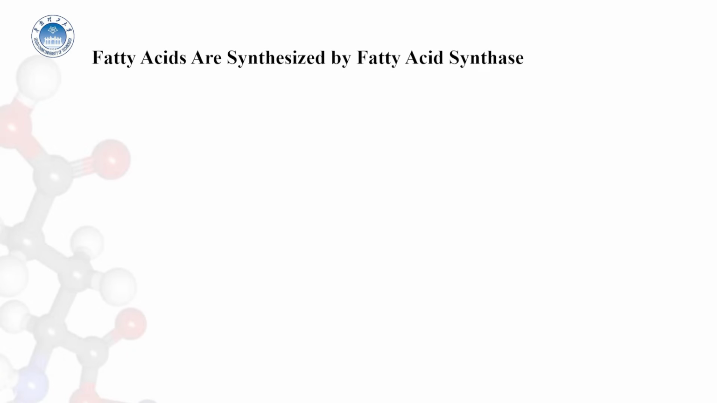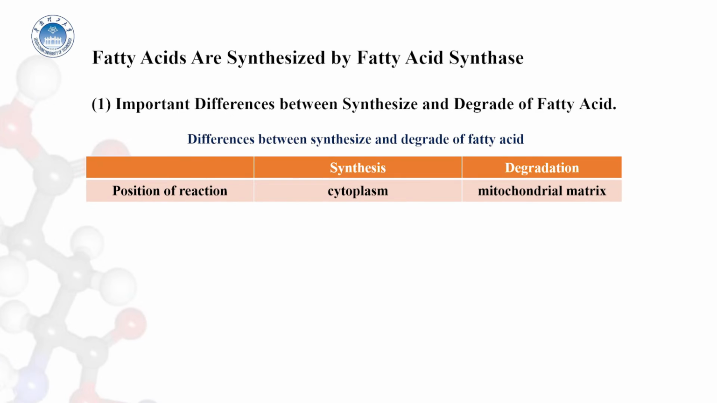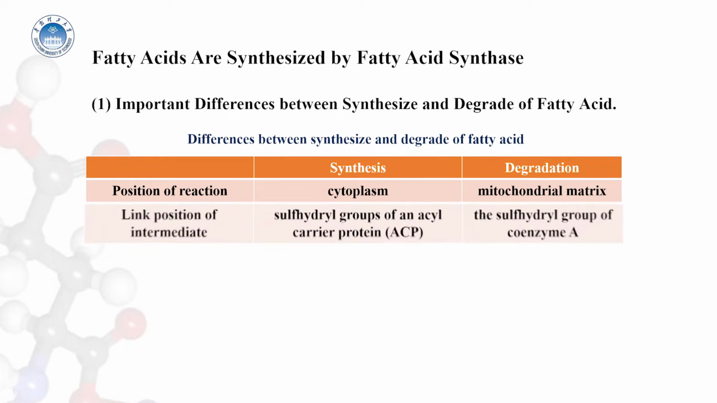Now the principle that synthetic and degradative pathways are almost always distinct. Some important differences between the pathways are as follows. First, synthesis takes place in the cytoplasm, while degradation takes place primarily in the mitochondrial matrix. Second, intermediates in synthesis are covalently linked to the sulfhydryl groups of an acyl carrier protein, short for ACP, rather than the sulfhydryl group of coenzyme A in degradation.